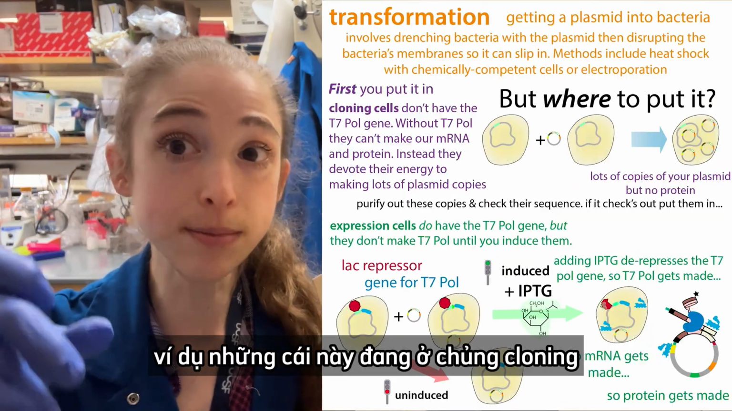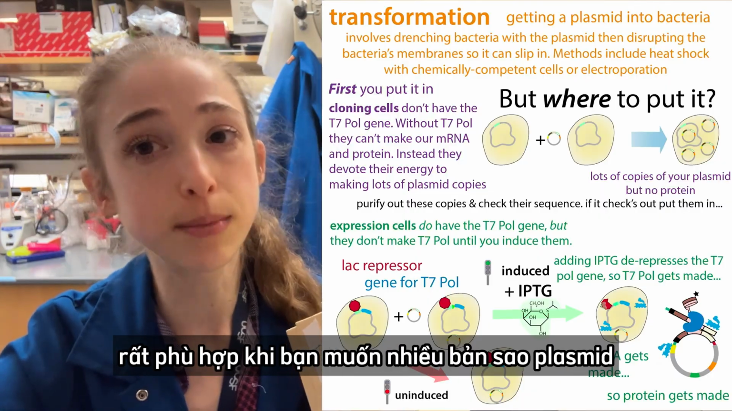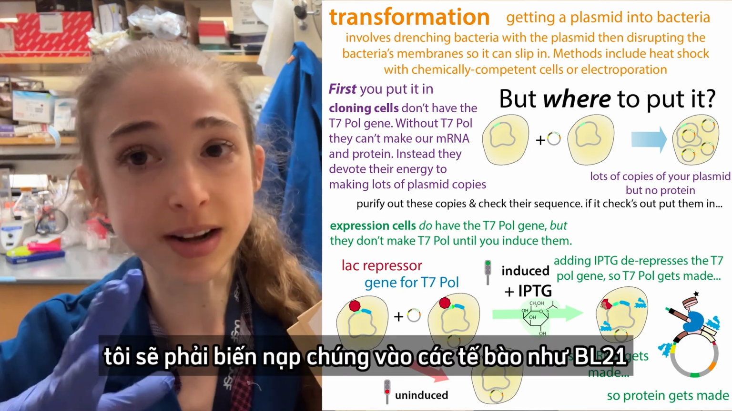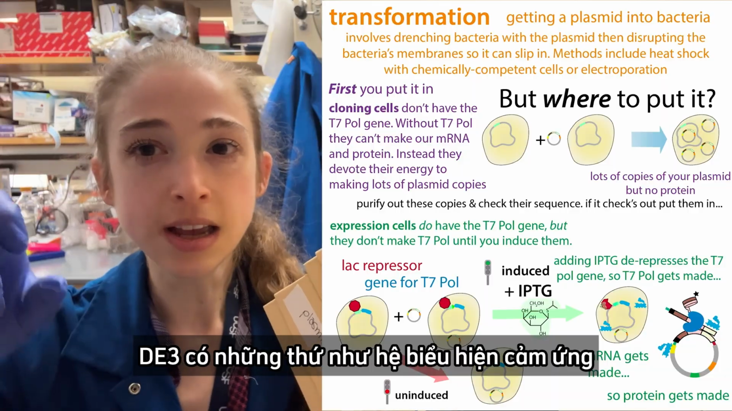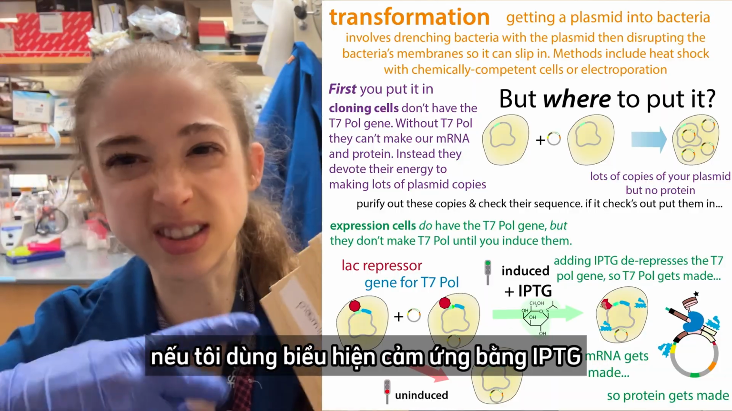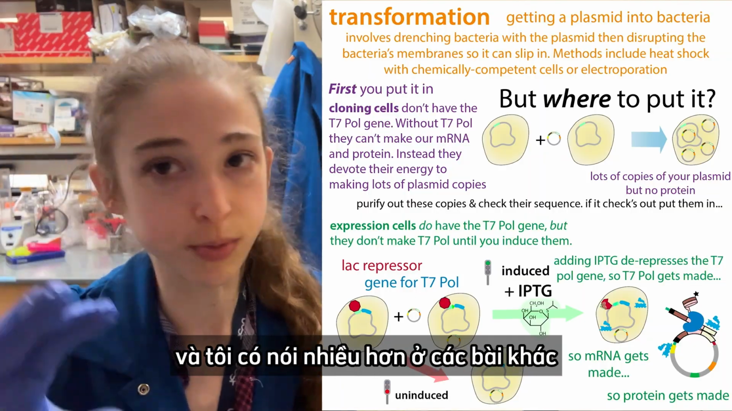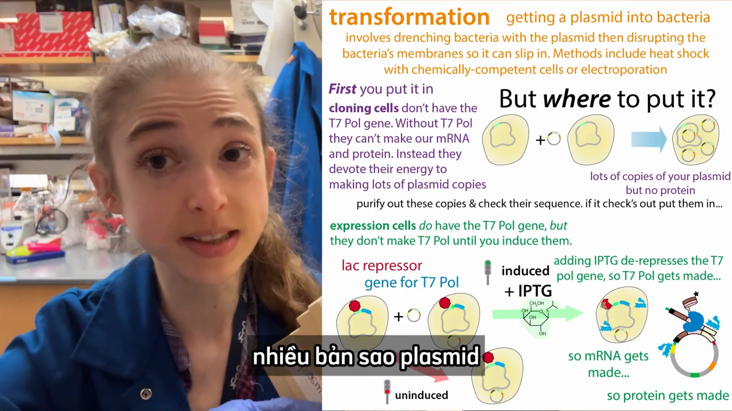And so, for example, these are in cloning cells, which are great if you want lots and lots of copies of the plasmid, but not great if you want lots and lots of the protein to be made. So instead, I'm going to have to transform them into cells like BL21 DE3, which have things like the inducible expression with IPTG, which will express the T7 polymerase, and much more on that in other posts.